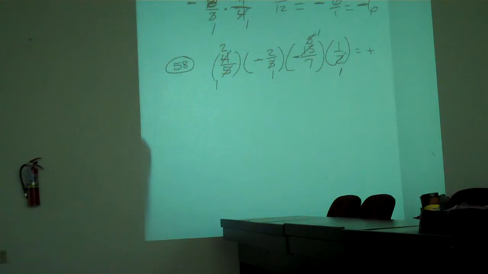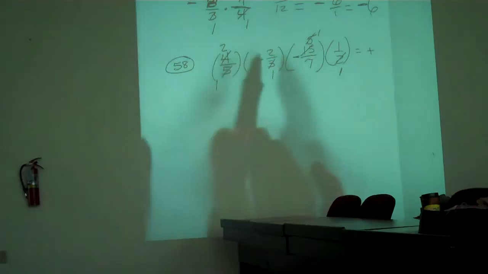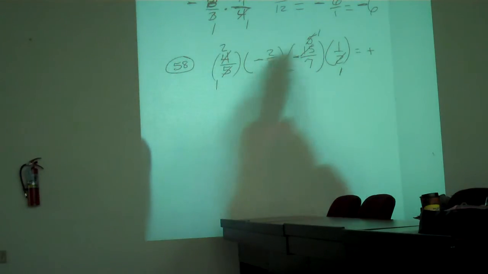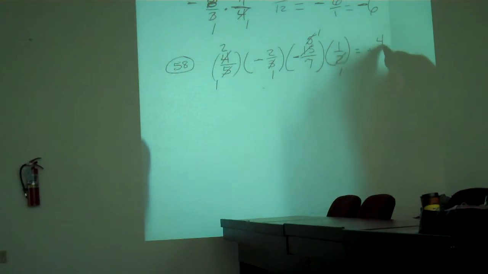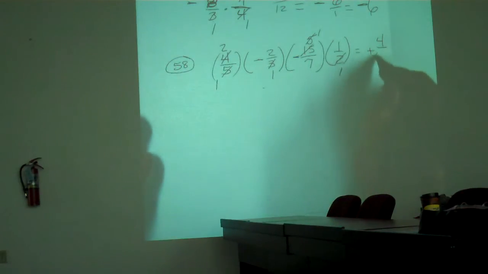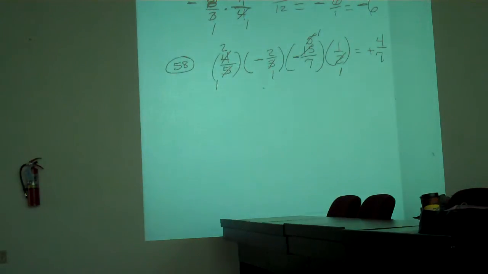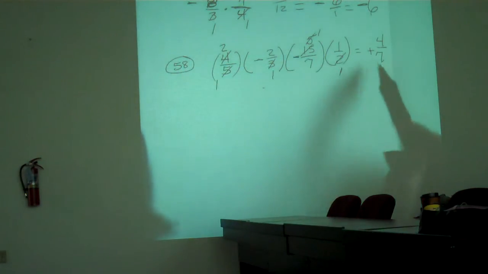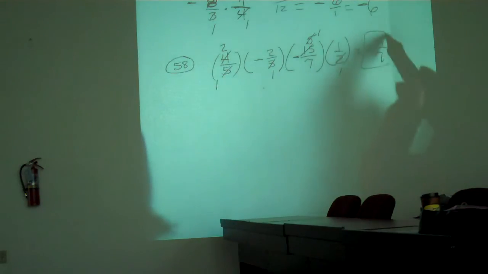Okay, 7 won't divide on top, will it? Okay, so 2 times 2, 4 times 1 is 4. 1 times 1 times 7 is 7. Okay? So it looks really hard, but if you do all your canceling, it's really not all that hard.